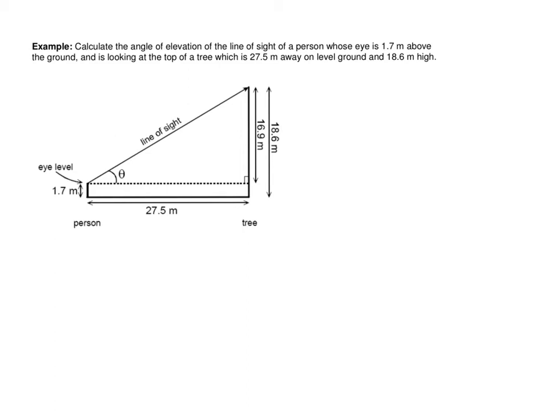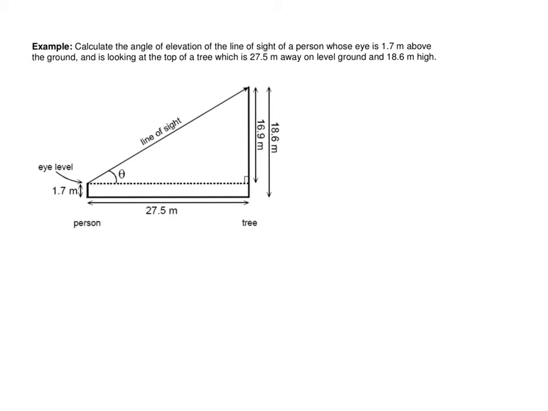In our second example, we are also looking for the angle in our problem. So let's look at this word problem and then we're going to try to solve it. This example says, calculate the angle of elevation of the line of sight of a person whose eye is 1.7 meters above the ground. This is looking at the top of a tree, which is 27.5 meters away on level ground, and 18.6 meters high. So there's quite a bit going on here.